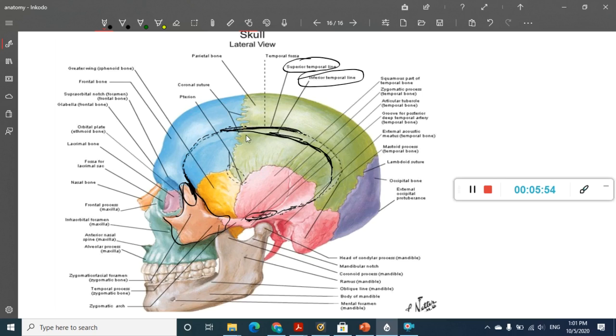The superior line is less prominent when compared to the inferior line, and these two lines will cross with each other, and at the end this line continues backwards and reaches the temporal bone. And here in the squamous part of the temporal bone, they continue as this line which is called the supramastoid crest. Okay, so this is the temporal line.